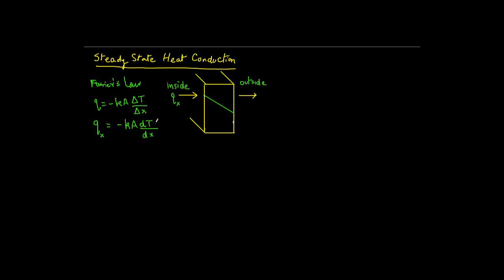So if we have a coordinate system with x increasing from the inside of the wall to the outside, we can say that at x is equal to x1, temperature T equals T1, and at x is equal to x2, we will say that temperature T equals T2.